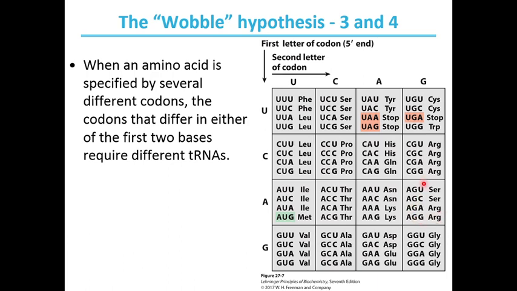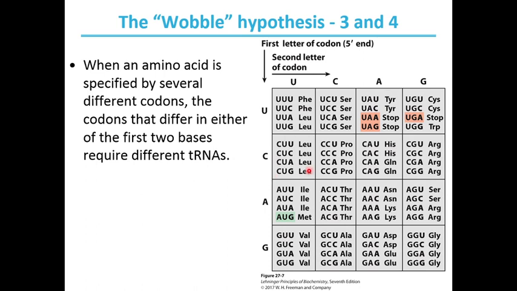But if you look at these 4, the first 2 bases are the same, whereas for these 2 codons for arginine, the first 2 bases are different from that of the 4 codons that start with CG. So for these 2, you need 1 separate tRNA, and for these 4, you need another separate tRNA. That's what this hypothesis says.